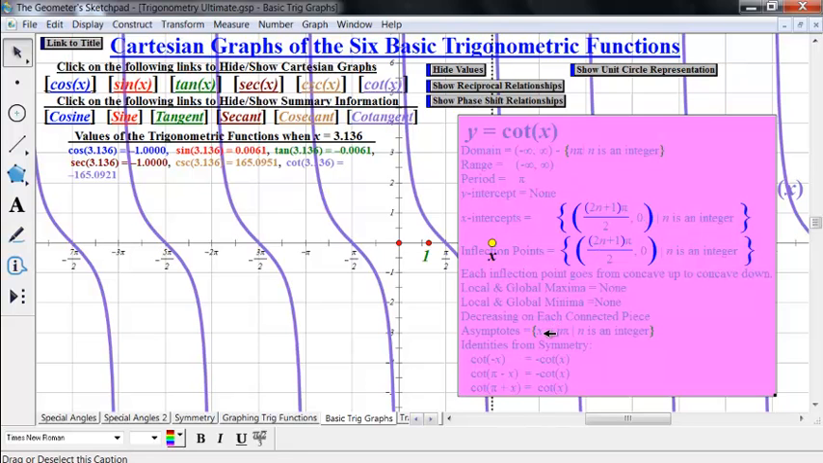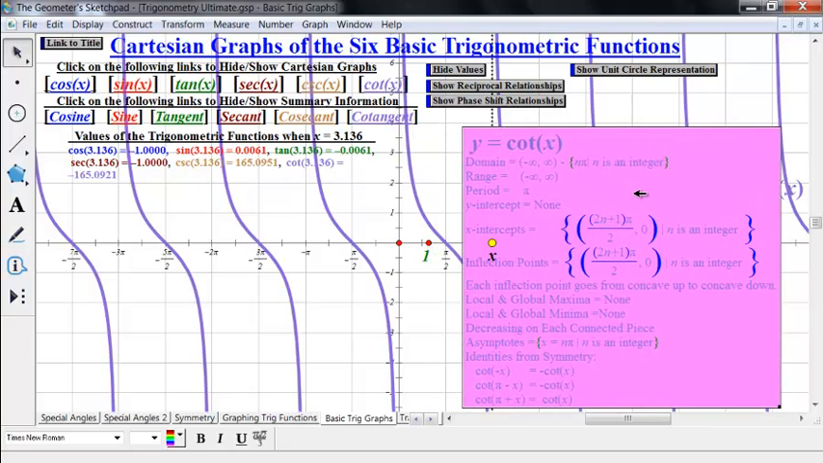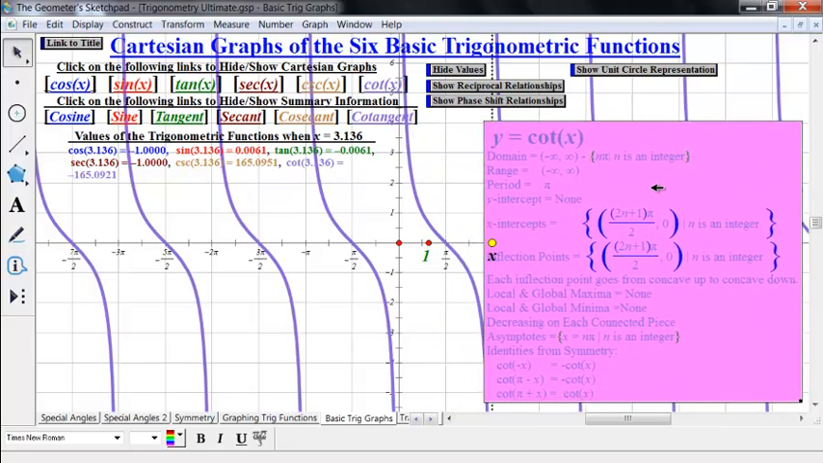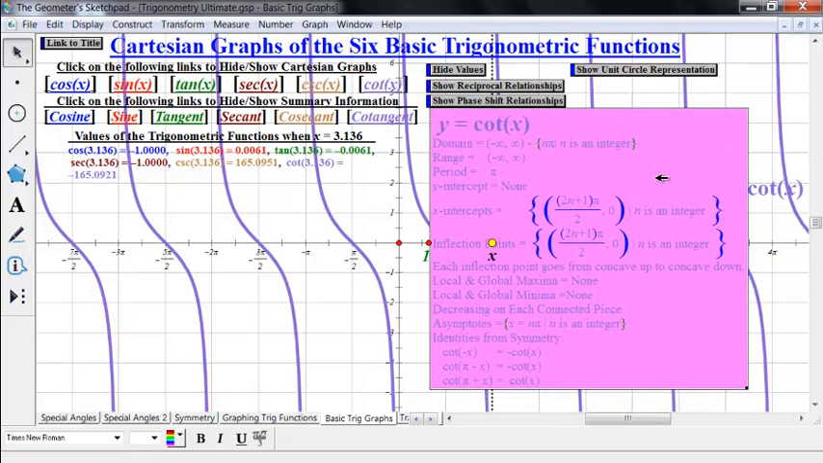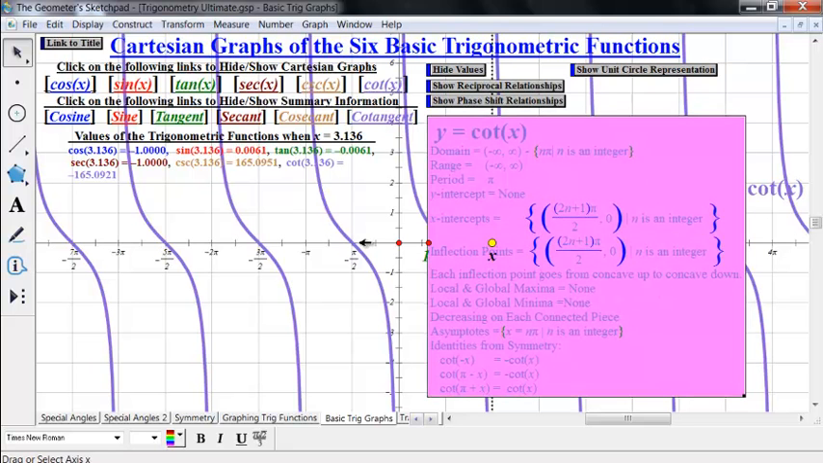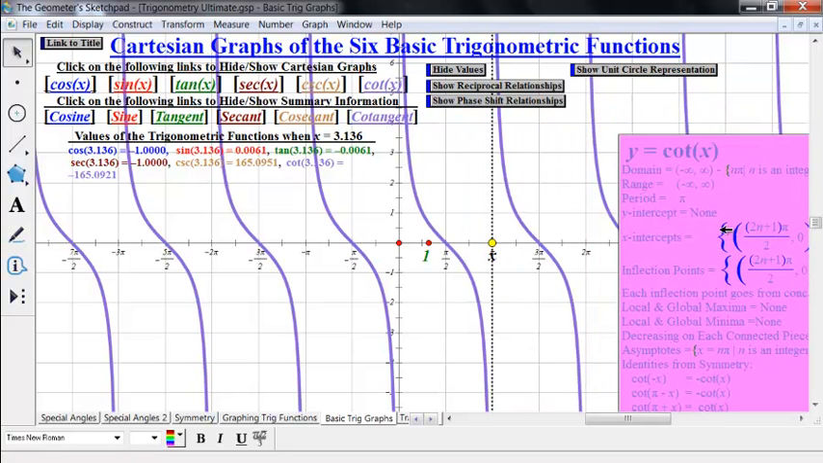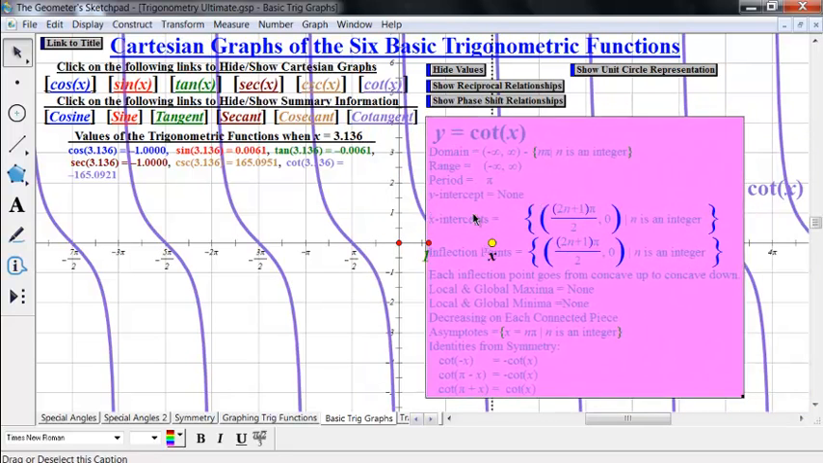And those are also inflection points. In all 6 trig functions, if they do cross the x-axis, those are also inflection points. Of course, secant and cosecant don't cross the x-axis. In this case, each inflection point is an inflection point going from concave up to concave down. It's decreasing on each of the connected pieces. Of course, it may not be decreasing from a point on one to the point on the next one, but within one piece it's decreasing. The asymptotes are at the integer multiples of pi, 0, 1 pi, 2 pi, 3 pi, negative 1 pi, negative 2 pi. And those are the places where it's undefined.